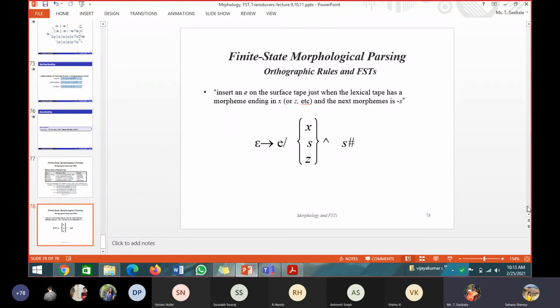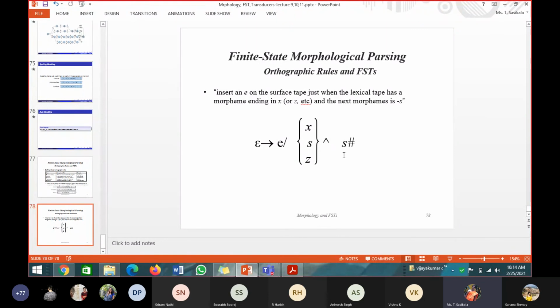Whenever there is ES, IES. See, here they have given these orthographic rules. Insert E on the surface level if we are ending with X, S or Z, and we have a plural, the next morpheme is S and it is the end of the word. That word, if it ends with X, S or Z, you have to insert E. Insert an E on the surface level when the lexical word has a morpheme that ends with X or S or Z, like that, you can frame it.